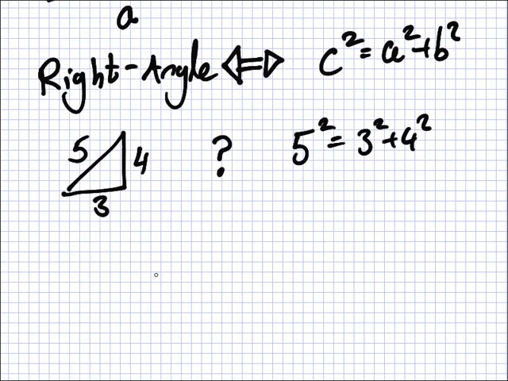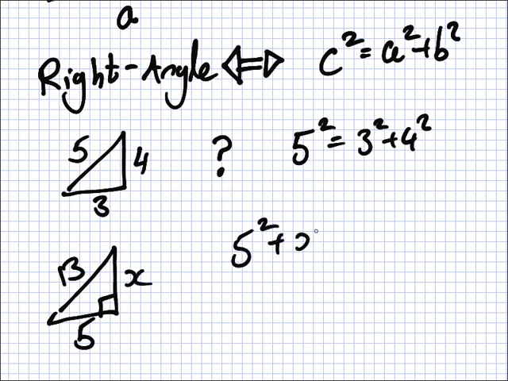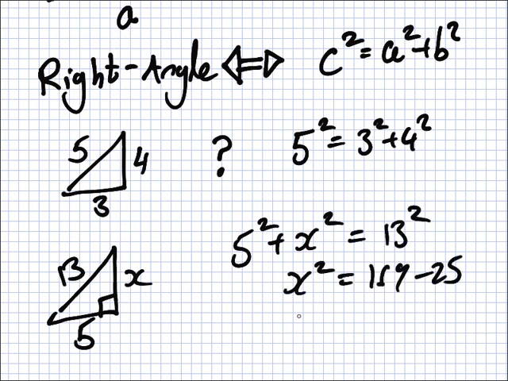But most of the time we're using it the other way. We know we have a right angle. We know we have, say, this side and this side, and we want to get this side. So we would have 5 squared plus x squared equals 13 squared. So x squared is 169 minus 25. So x squared is 144. So x is 12. Okay, but I think it's worth reminding you that it goes both directions.